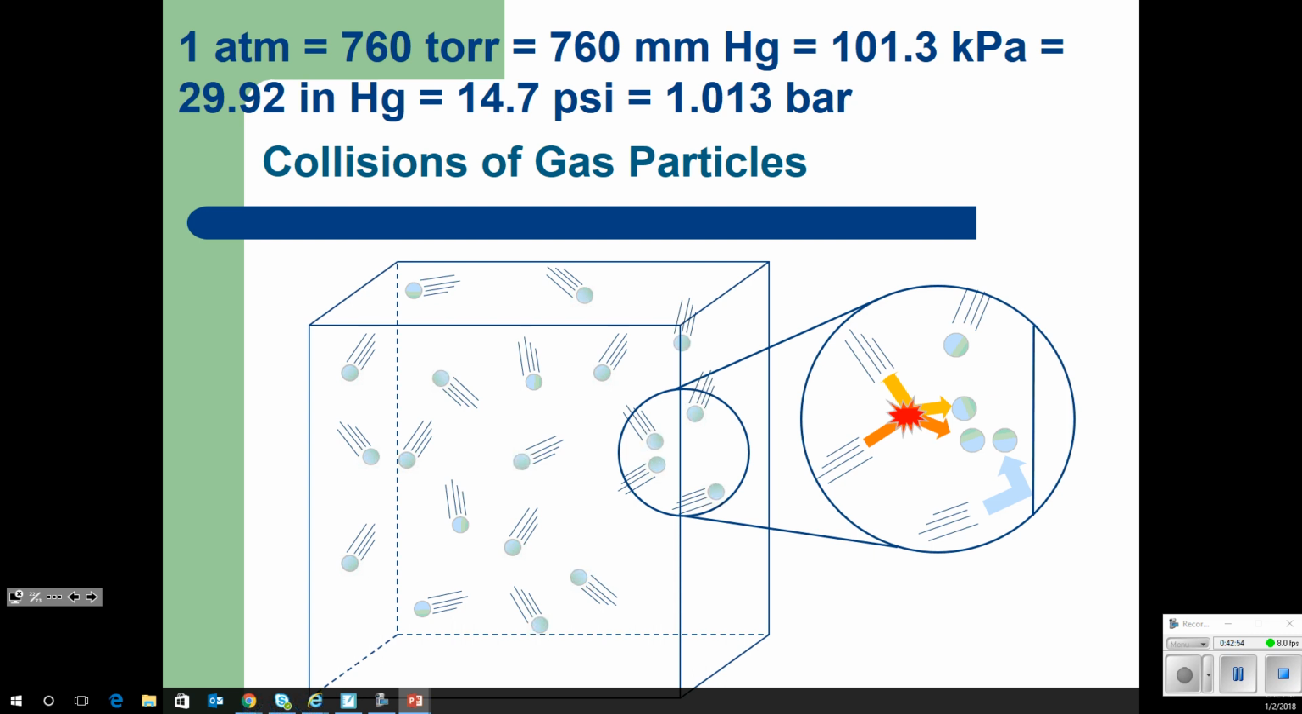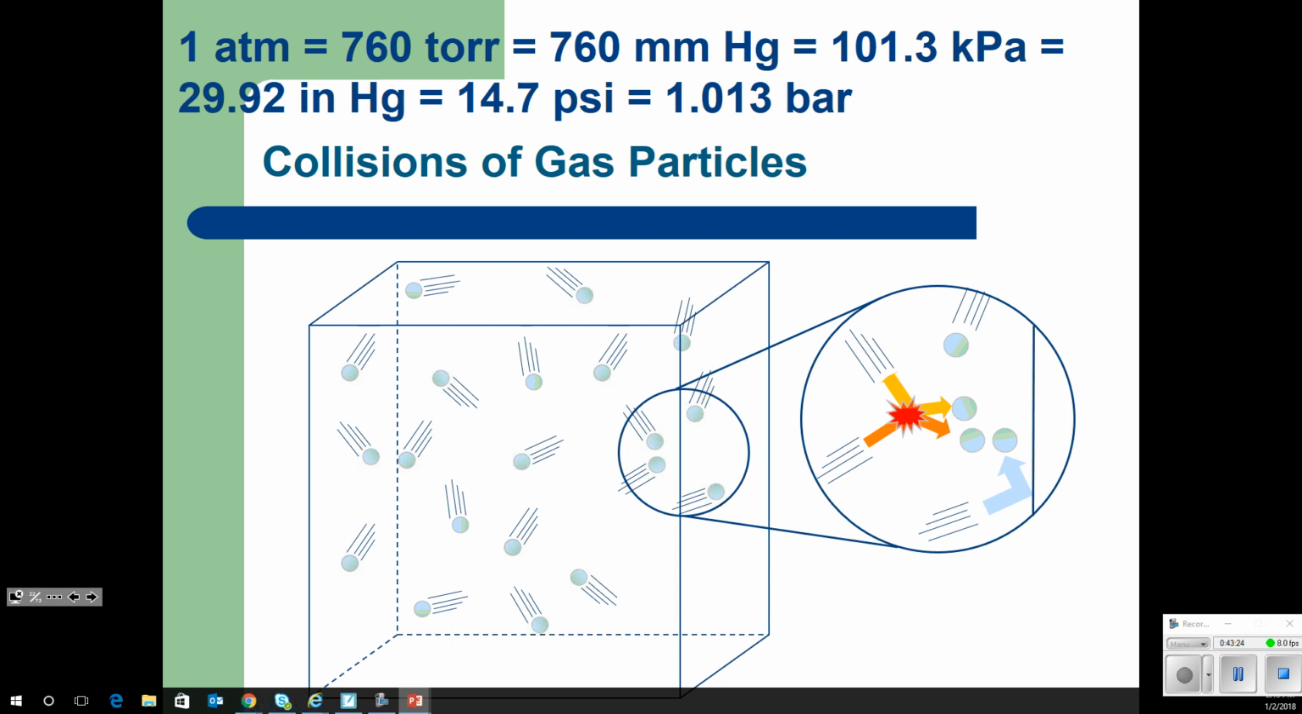Now, torr was actually the name of the guy that measured in millimeters mercury, so sometimes they use torr and millimeters mercury back and forth. It's the same. 101.3 kilopascals, 29.92 inches mercury, 14.7 pounds per square inch, or 1.013 bar. And you'll notice bar and kilopascals are off by 100. They're the exact same number, but it's off by 100.